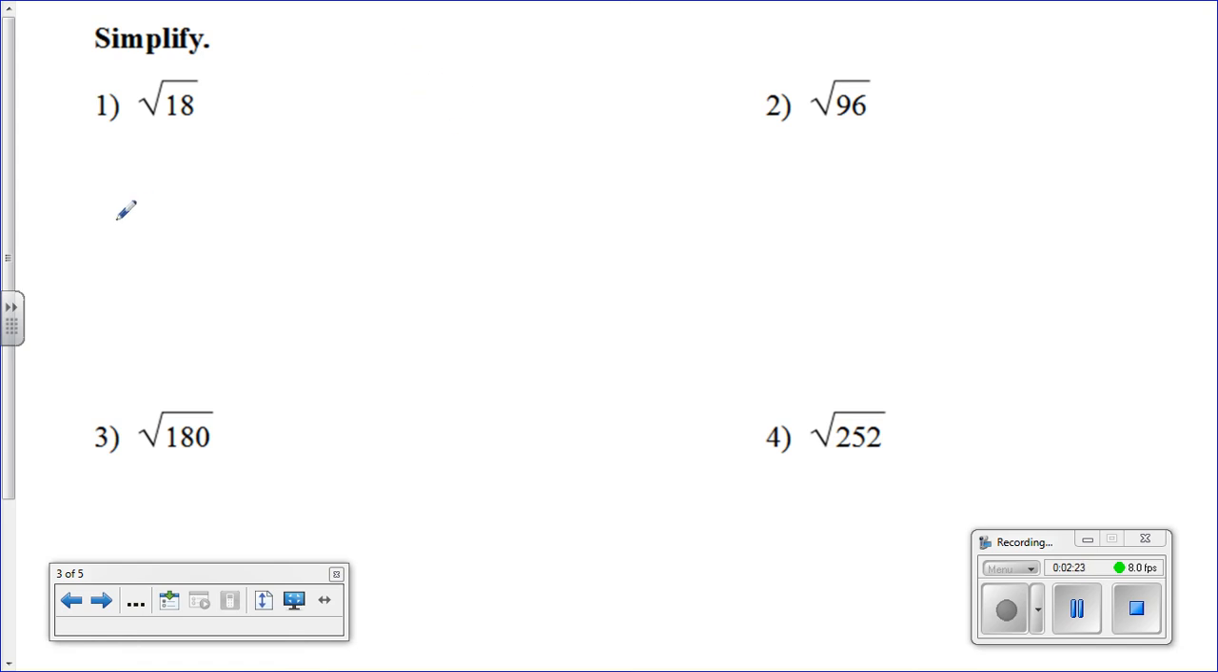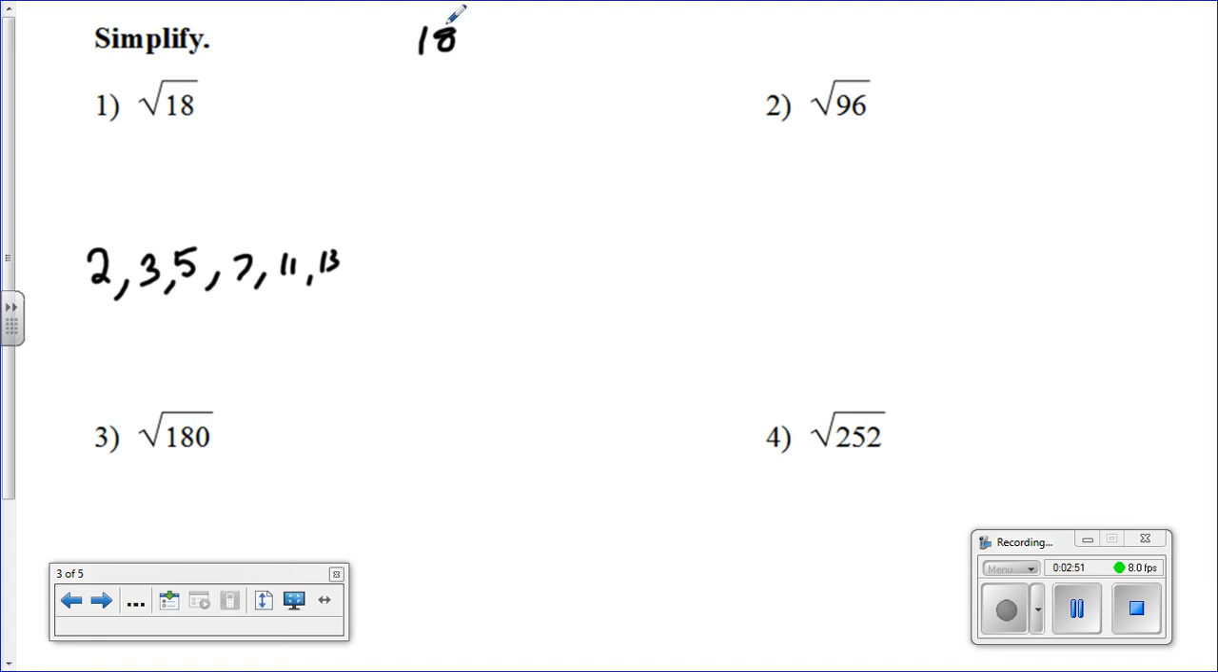Just as a quick review, your prime numbers. Prime numbers are numbers that have exactly two factors. So for example, 2. Only 1 times 2 gives you 2. 3, because only 1 times 3 gives you 3. 5, because only 1 times 5 gives you 5. 7, 11, 13. So those are your prime numbers. Okay, so let's start with 18.